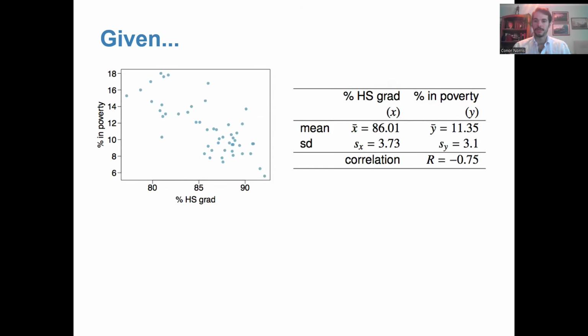Now let's work through an actual example. Say we're predicting the percent of a state's residents living in poverty from its high school graduation rate. Our sample of 51 states has a mean high school graduation rate of just over 86, 86.01%, with a standard deviation of 3.73. A mean poverty rate of 11.35%, and a standard deviation of 3.1. And together, these two variables have a correlation of negative 0.75.